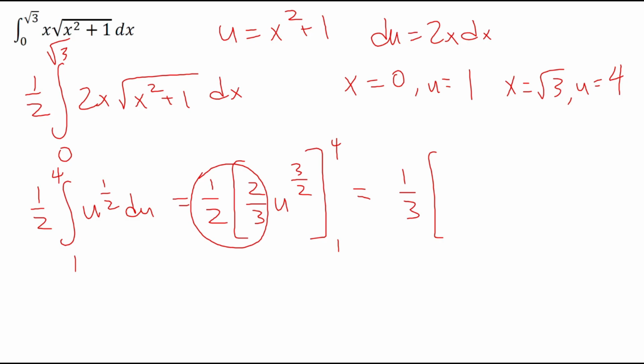Well, 4 to the 3/2 is square root of 4 is 2, and cube it is 8. So we have 8 there. And then minus the 1 to the 3/2. 1 to the 3/2 is just 1. So we end up with 7/3.